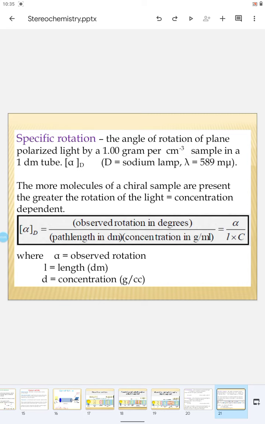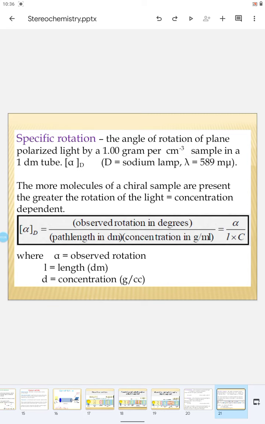What are enantiomers? Enantiomers are stereoisomers that are non-superimposable on their mirror image. Enantiomers rotate the plane polarized light by exactly the same number of degrees but in opposite directions.